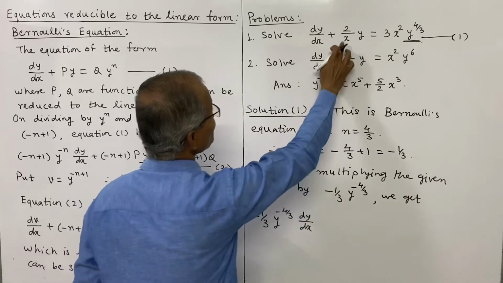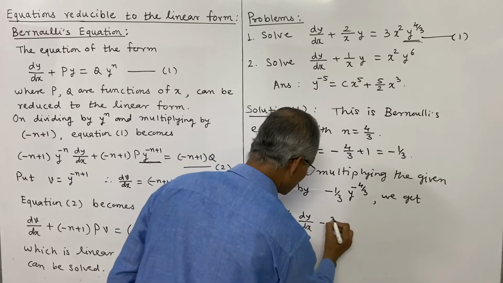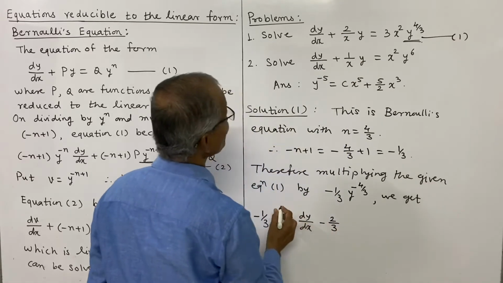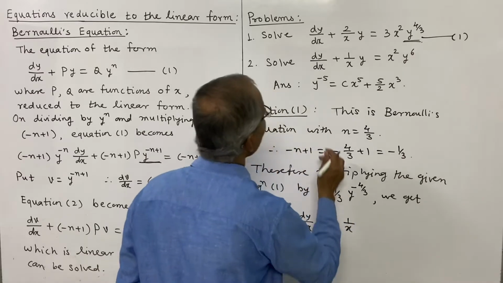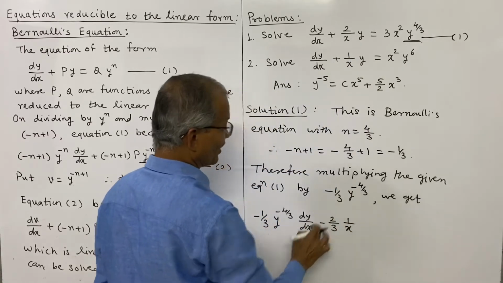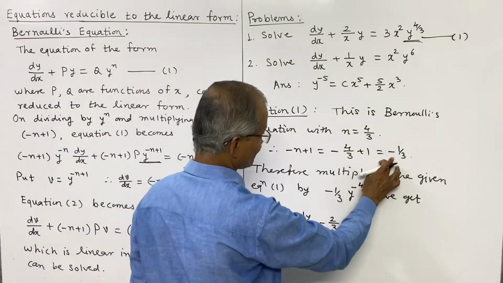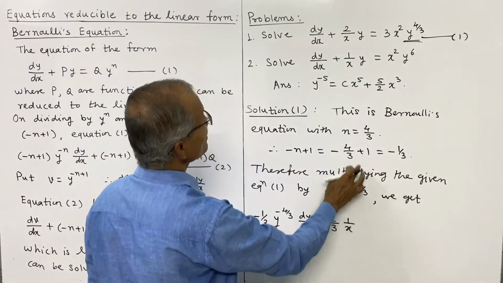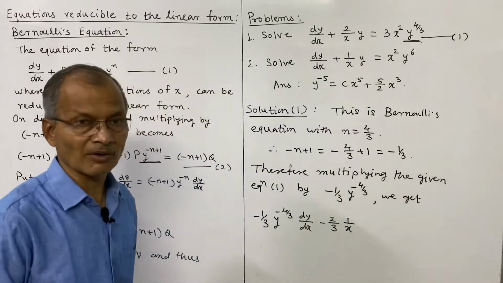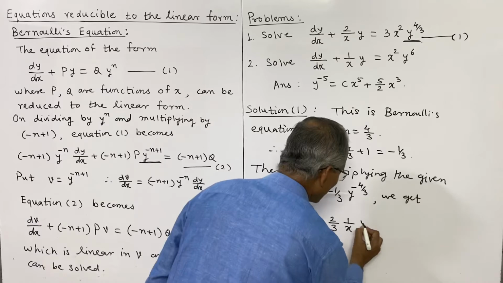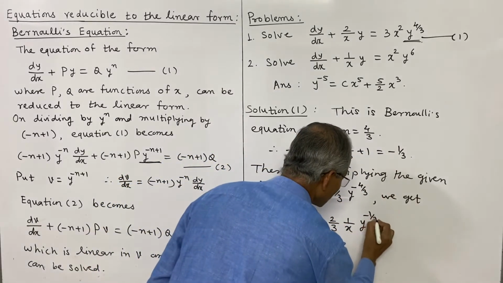And the next term is we are multiplying by minus 1/3, so that becomes minus 2 by 3, and x is at the denominator, so it is 1 by x, and y into y power minus 4 by 3, so that will be y power minus 1/3. Because we have to increase the power by 1, so that is y power minus 4 by 3 plus 1, which is minus 1 by 3.